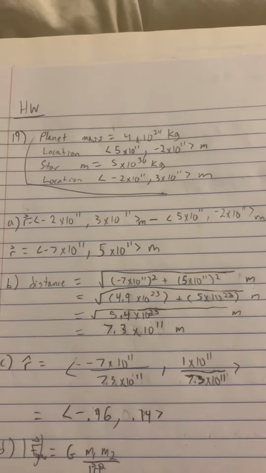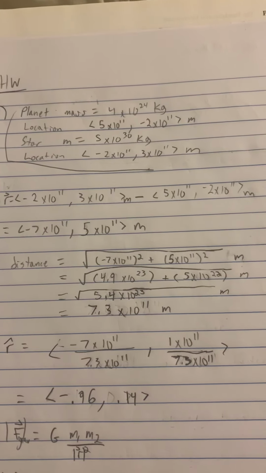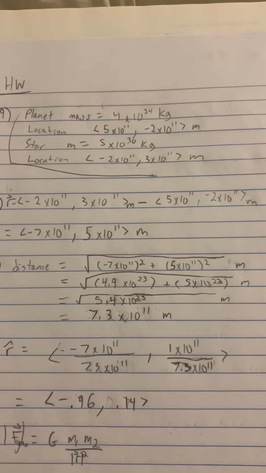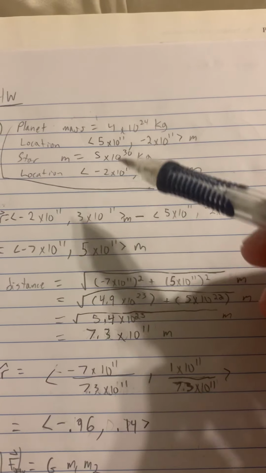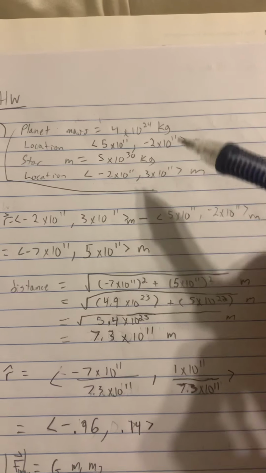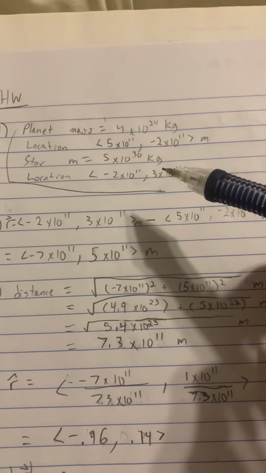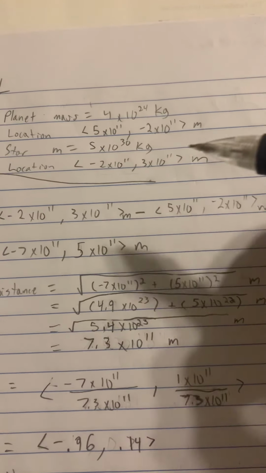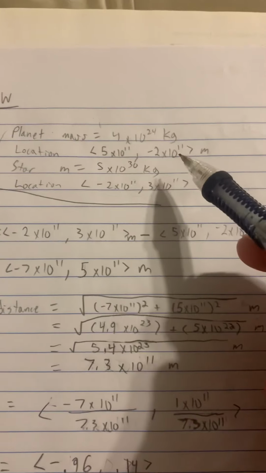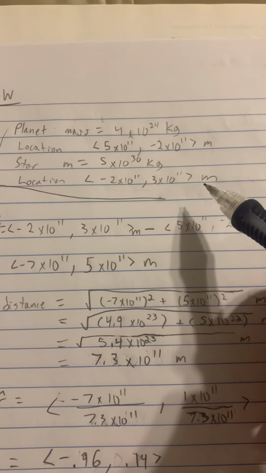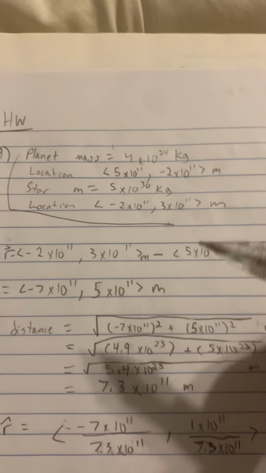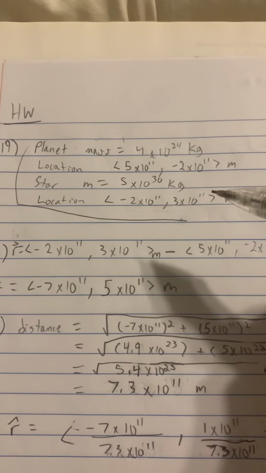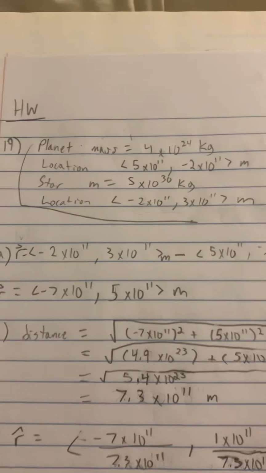Today, I'm doing problem 19 from the homework, and what we were given is the mass of the planet, the mass of the star, and the location vectors of both of them. And so there's a planet with a large mass, a star with another large mass, and we're just asked a couple questions of what we can know about these two from what we've learned.